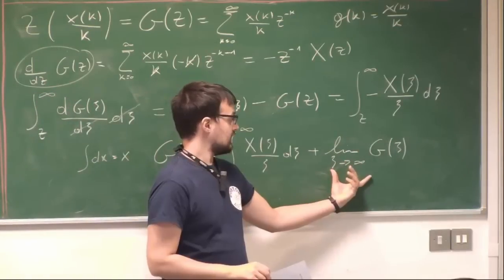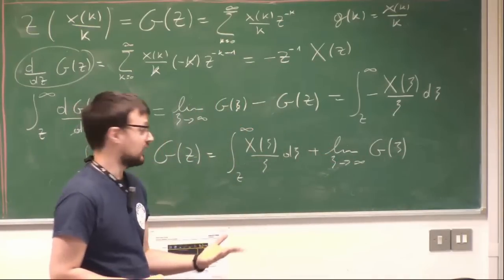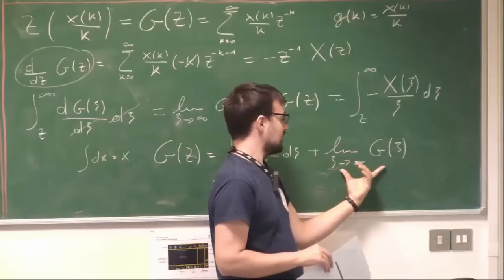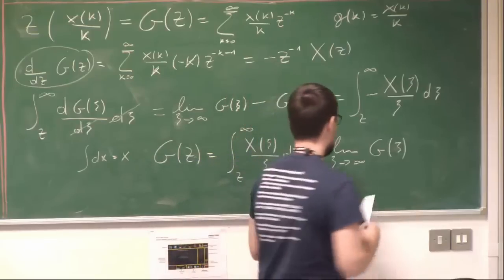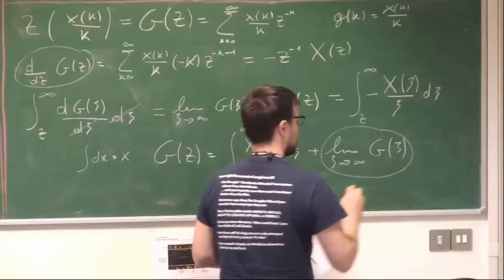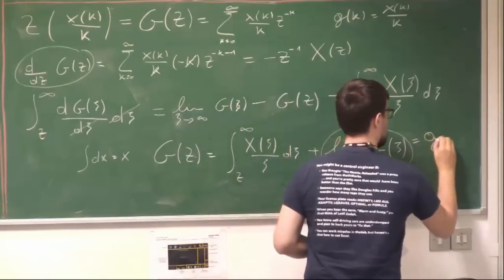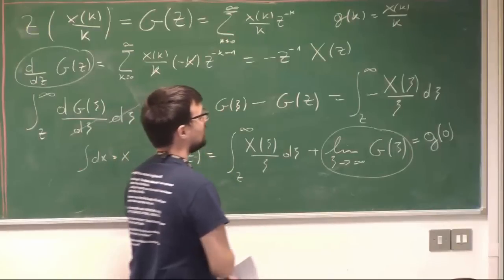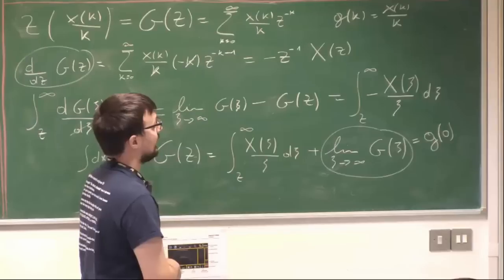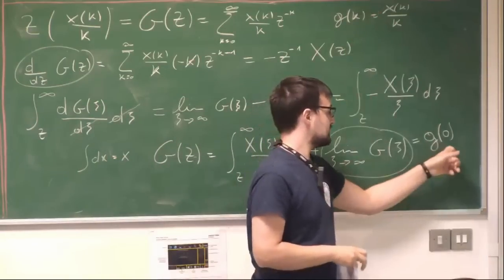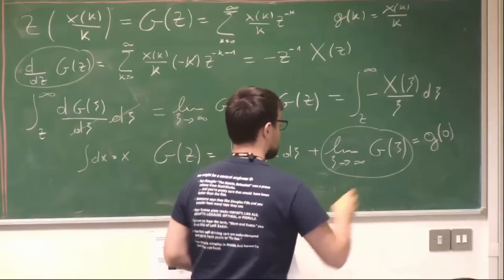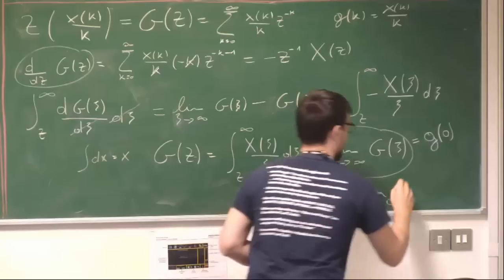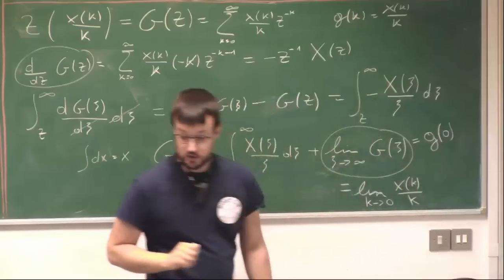The only thing that we have to compute is the value of this limit, but we can use the initial value theorem. We know that the first value of the sequence is equal to the limit of the z transform with the variable that goes to infinity. So this term over here is actually equal to g of 0, where g of 0 is this guy over here. Obviously, we cannot replace 0 here because we have a division by 0. So this term has to be interpreted as a limit. So this is actually equal to the limit with k going to 0 of x of k divided by k. And this concludes the proof. Okay?